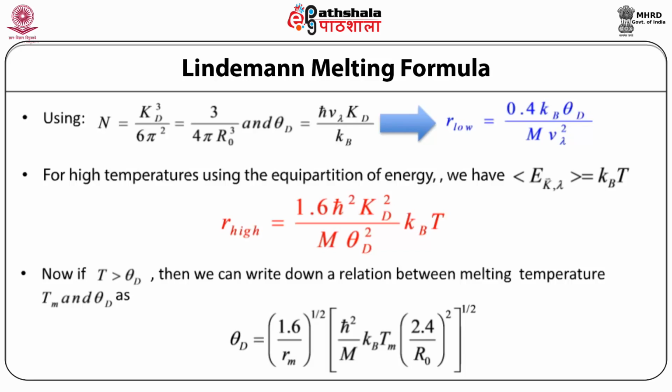Now if T is greater than theta d, then we can write down a relation between the melting temperature Tm and theta d, as theta d is equal to the square root of 1.6 divided by Rm multiplied by h cross square kb into Tm divided by m multiplied by square of 2.4 divided by R naught, and the entire expression is under root, where Rm is a critical value of R for which melting will occur.